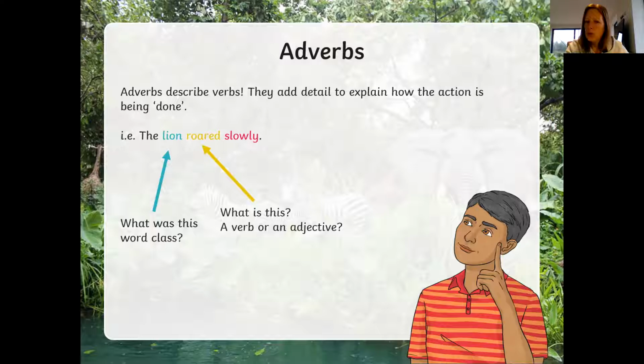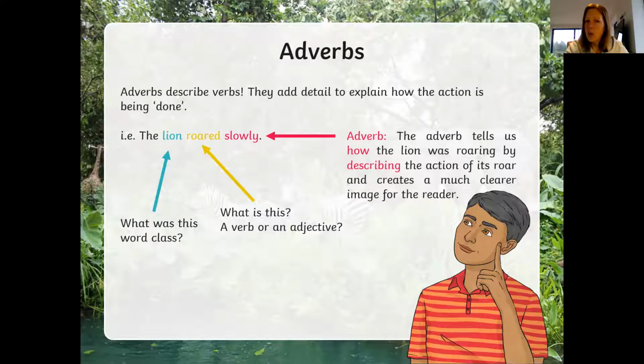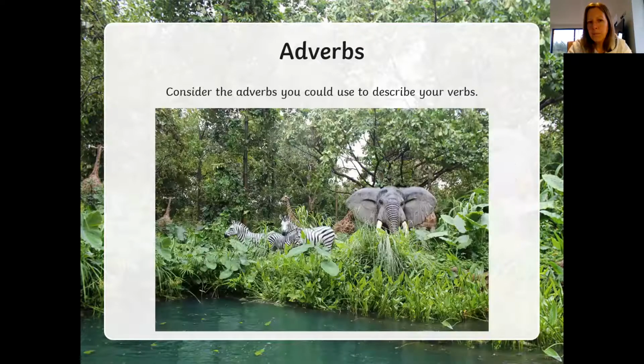Our roared, is that a verb or is it an adjective? It's a verb, isn't it? Because that's our doing word. And then slowly is our adverb. It describes how the lion was roaring. So it was obviously like a soft, gentle, slow roar. Okay, and it just gives us a much clearer image of how the lion was roaring.